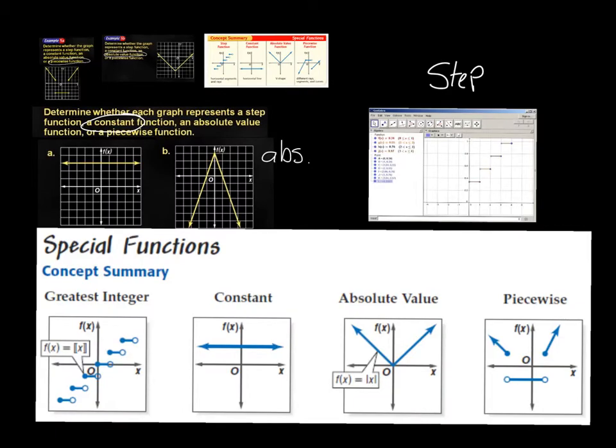Here again are the 4 special functions we went over in this lesson: the greatest integer function, which is a step function; the constant function, which is a horizontal line; the absolute value function, which looks like a V; and the piecewise function, which is made up of pieces of little functions.